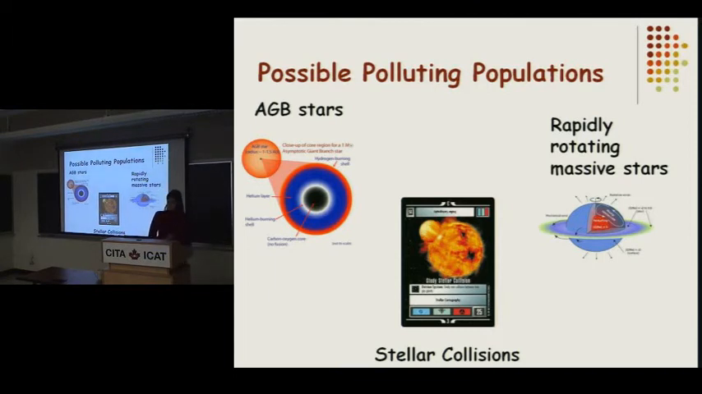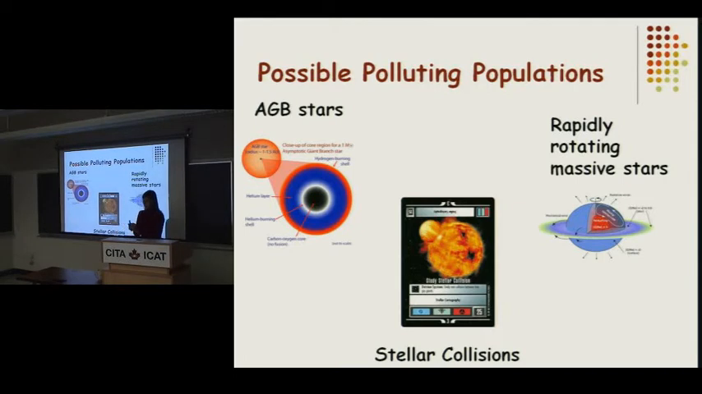Now, the other thing that these polluters have to do is get rid of their mass slowly. Globular clusters don't have a very deep gravitational well. If you blow stuff off with a supernova or something very energetic, we're going to lose all the mass out of the cluster. We can't do that. We have to keep it in. So this is one good way of doing it. Asymptotic giant branch stars actually do this more naturally.